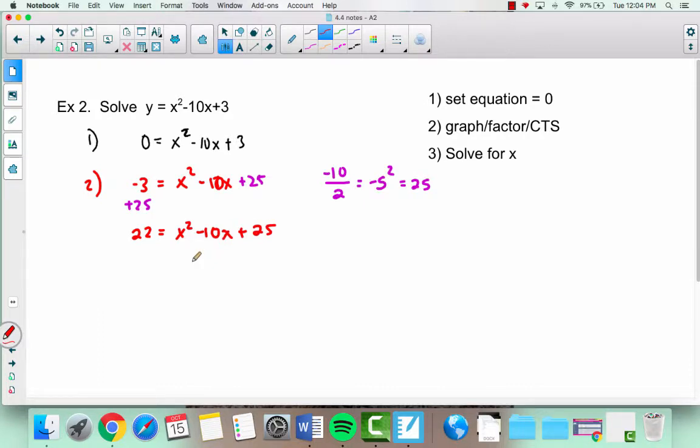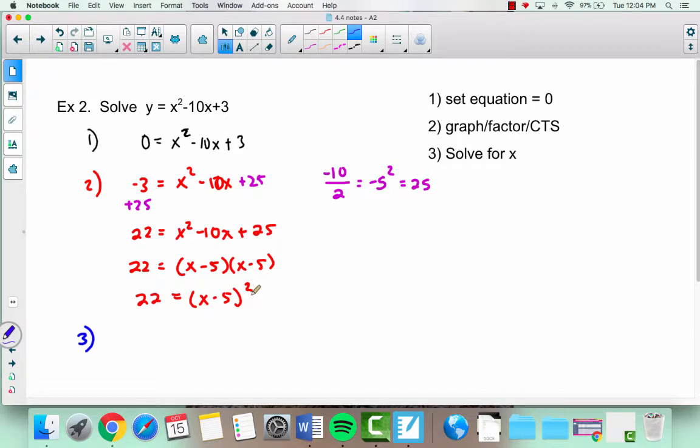Okay, and then remember the last part of completing the square is to factor. The whole point was that we could make it factorable. So we get 22 equals x minus 5 times x minus 5. Remember, these should be matching, and then because they make a perfect square, we can rewrite that as 22 equals x minus 5 squared. So that is the completing the square process, and then the very last step is to actually solve for x.